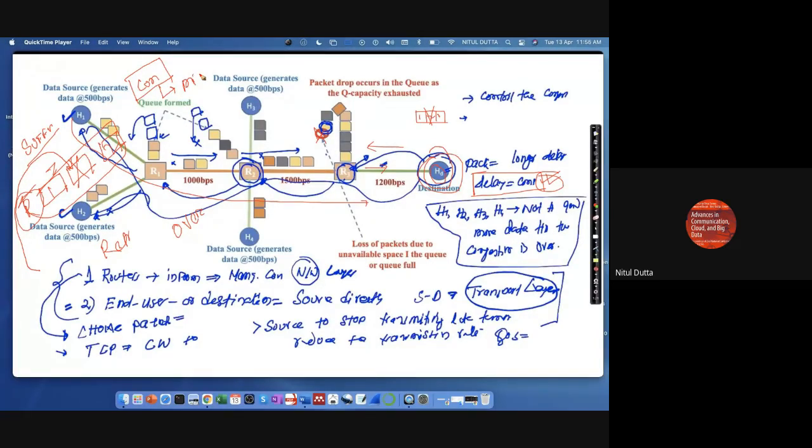And the third thing, this technique always tries to improve the quality of service by minimizing the packet loss, and thereby it minimizes the network overhead as a result of retransmission of packets. Am I clear?